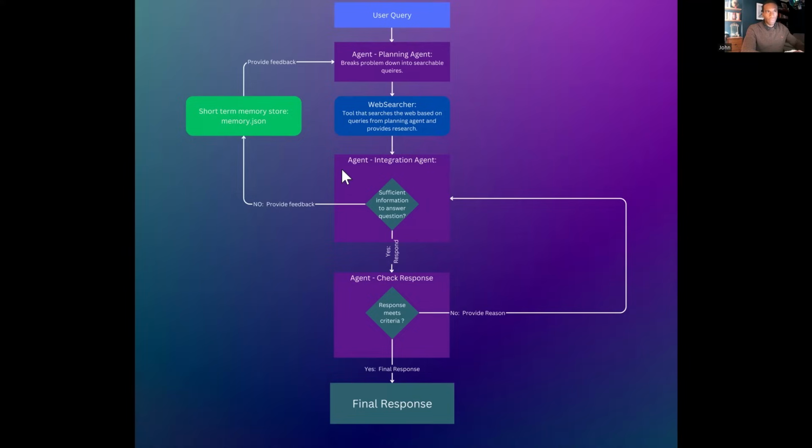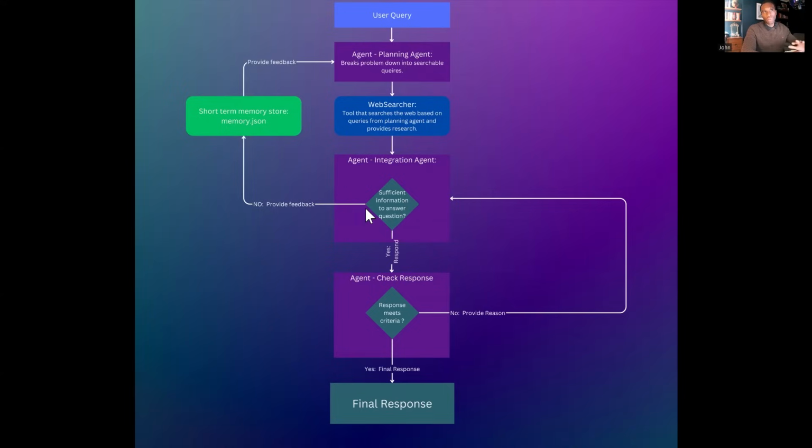And then we have an integration agent. So the integration agent takes that information produced by the web search tool, so the research produced by the web search tool, and then there's a decision step here. So it decides whether the information is sufficient to answer the question, which is obviously the initial user query. If it's sufficient to answer the query, then it will proceed to the next step. If it's insufficient, then some feedback is provided, and that's stored in a short-term memory JSON file. And that feedback is then provided to the planning agent, which then repeats that process from here. So there's a feedback loop here. This is the first feedback loop.